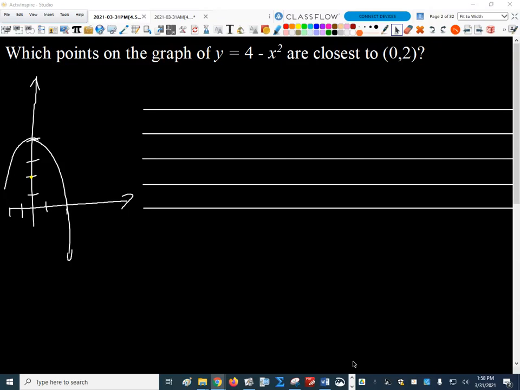Okay, so we were just beginning to look at this second optimization problem. We decided that the quantity that we're trying to minimize here is distance, right? So our objective function is going to be some kind of a distance function, okay?